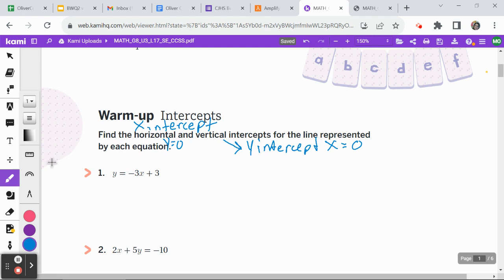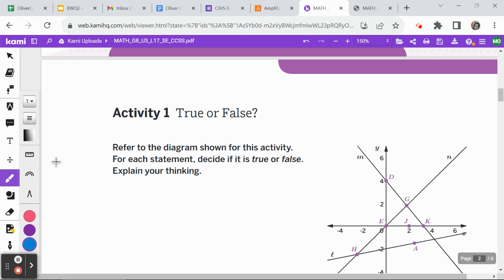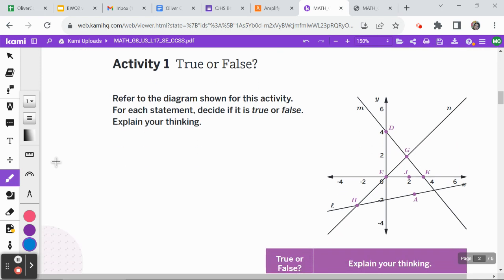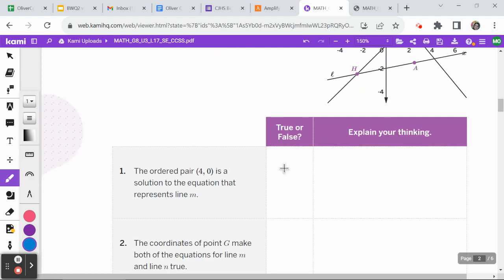Okay. All right. So we're only going to do activity 1 today. And then I'm going to help you start some of the homework assignment questions just so that it makes sense. Okay. So we're going to use this diagram and we're going to explain true or false and how do we know. Okay, so we have multiple lines going on.